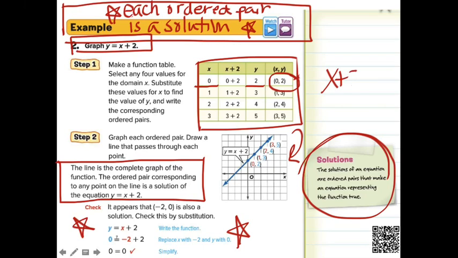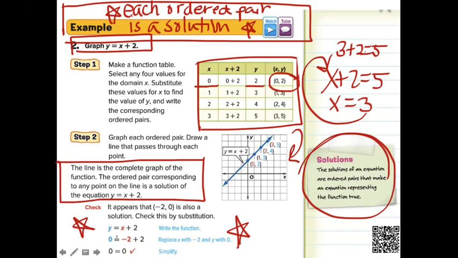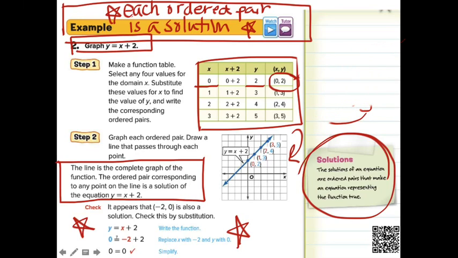Just like if you had x plus 2 equals 5 and you said x equaled 3, I could check it by plugging the 3 in and saying 3 plus 2 equals 5. Yes, it does. Okay, you can check the same way, even though you have an x and a y. Substitute the y with a 0, x with a negative 2, and see what happens. This checks out, so that's the solution. So every single ordered pair is a solution.